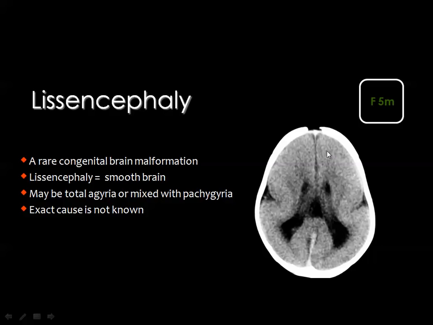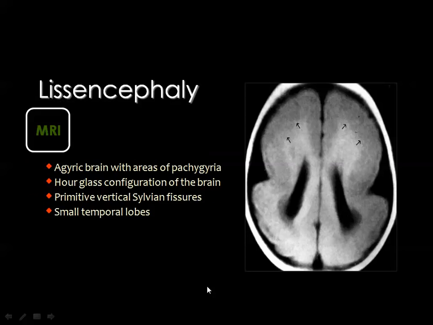And here you do not see any sulci or gyri. You see only on the surface of the brain the sylvian fissure, which is short and more vertically oriented, giving the brain the figure of 8 or the hourglass configuration. And here is an MRI of a case of lissencephaly.